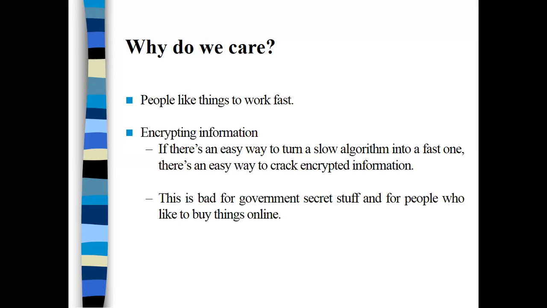Encrypting information. So what is encrypting information? That is some secret information, or information you don't want to lose or give to others. So if there is an easy way to turn a slow algorithm into a fast one, there is an easy way to crack the encrypted information. When you make a slow algorithm into a fast algorithm, you give a chance to the crackers, so they can easily crack your encrypted information.